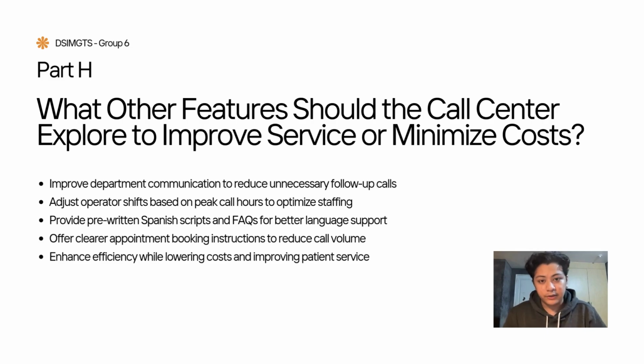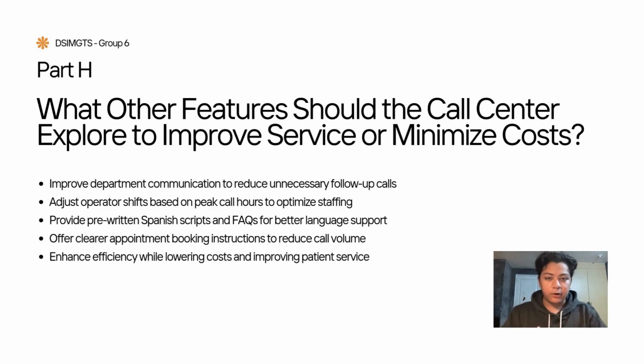To improve the call center's efficiency beyond staffing adjustments, the hospital should focus on better internal coordination, dynamic scheduling, language accessibility, and patient guidance. First, the case study highlights a lack of communication between departments, leading to confusion over referrals. If clinics share information more effectively, it could reduce unnecessary follow-up calls and improve patient experience. Second, since call volume fluctuates, the hospital should implement a dynamic scheduling system, adjusting shifts based on peak hours rather than a fixed schedule. This helps control labor costs while ensuring enough staff during busy periods.